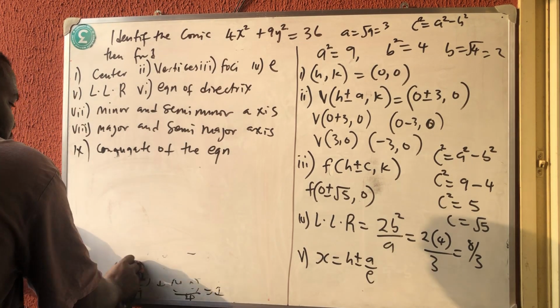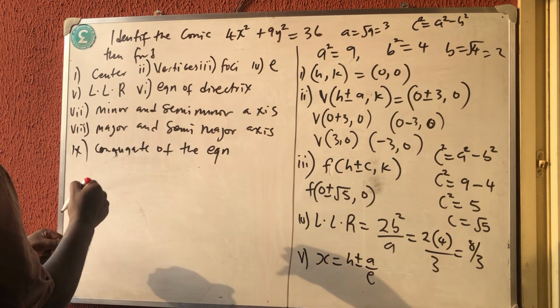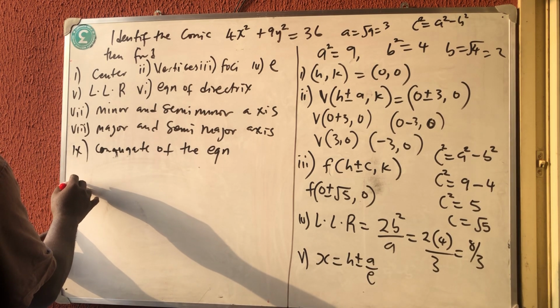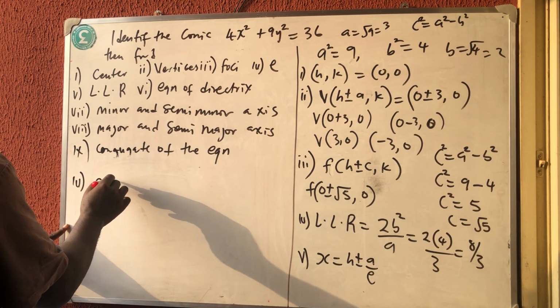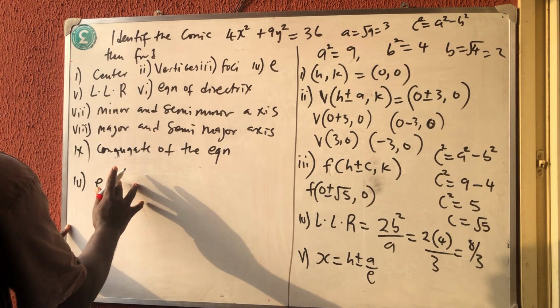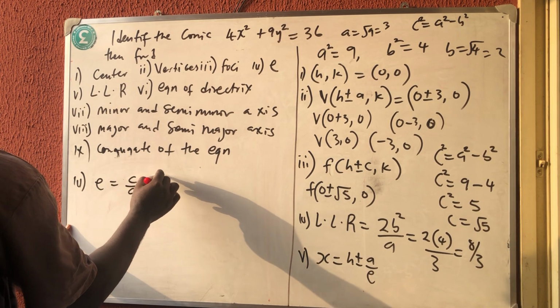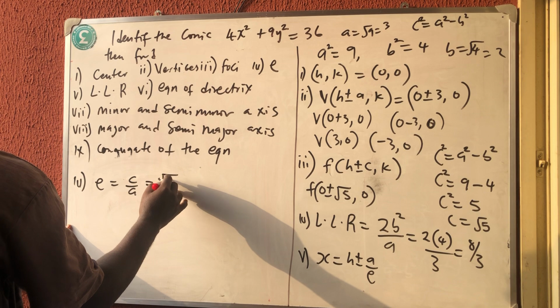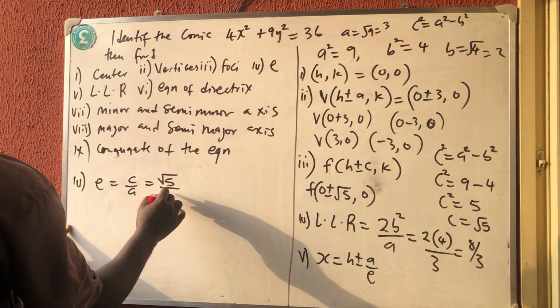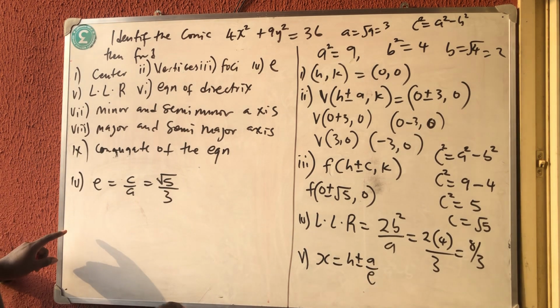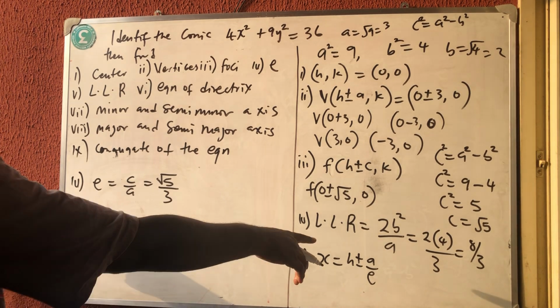e is eccentricity, and where is the eccentricity? e is equal to what? c over a. c over a, which is what? Root what? Root 5 over what? a is what? Root 5 over 3. Okay, so let us now do it here.